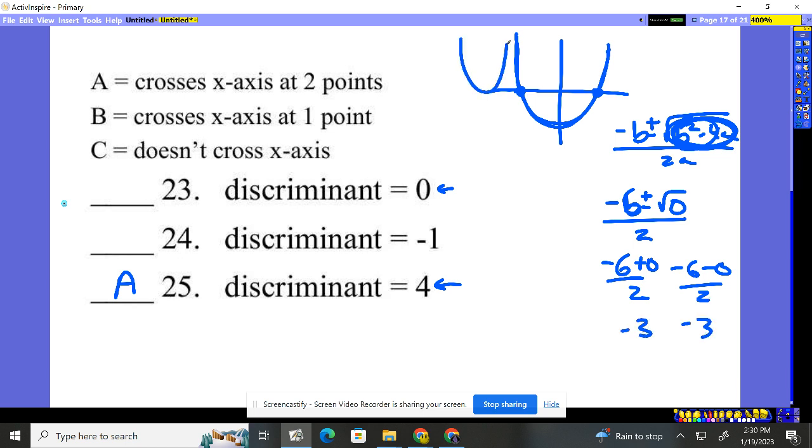That means the graph is crossing in just one spot. So this guy crosses the x-axis at just one point.